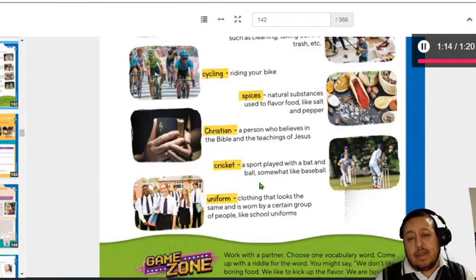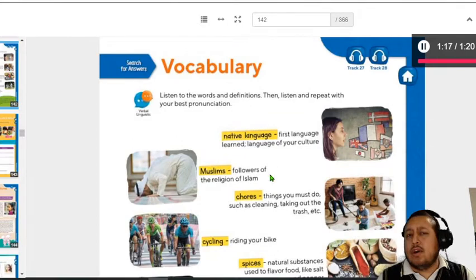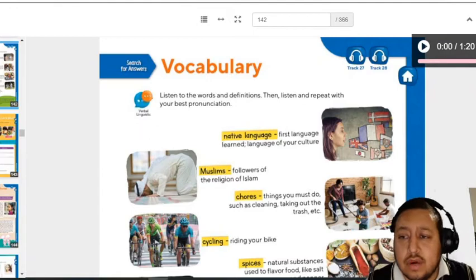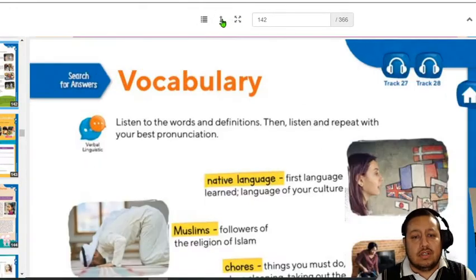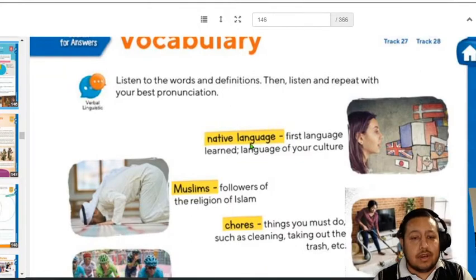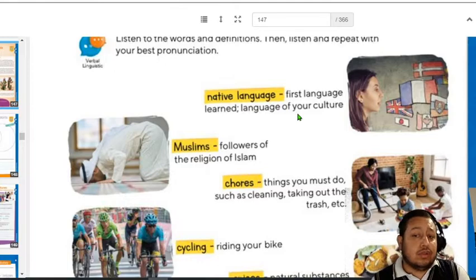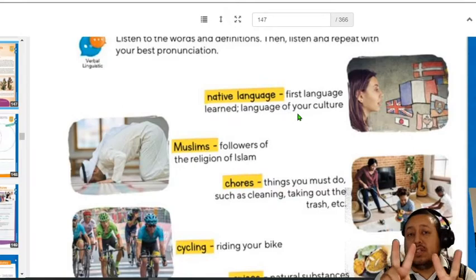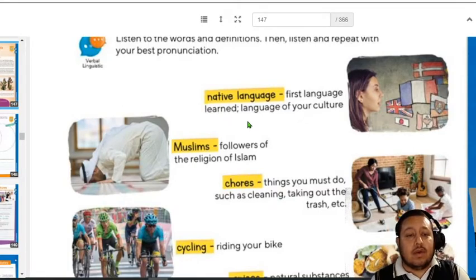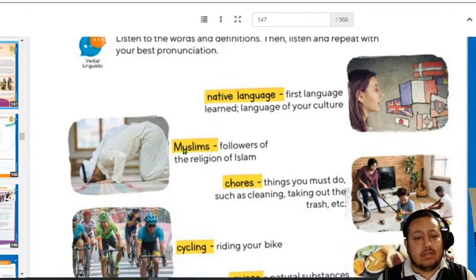All right, guys. So here we have this now, and I hope you repeat, right? Now let's go ahead and read the definition. What is native language? I'm sorry guys, I made it bigger. Native language, it says here, first language learned, language of your culture. So the native language for you will be Spanish. If you learn English, that is your second language. Entonces, lenguaje nativo, pues con el que naces, con el que creces. Muslims, followers of the religion of Islam. So los musulmanes, these are the people.